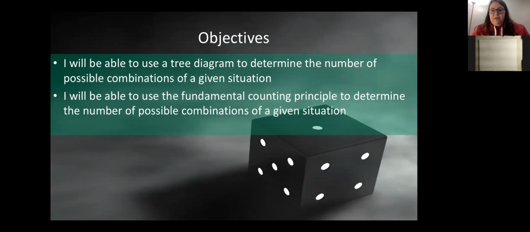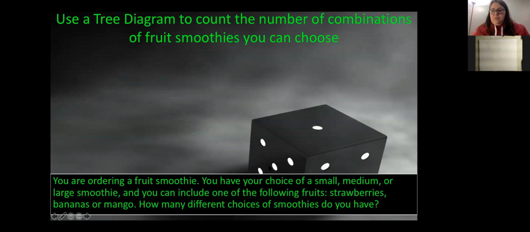So our goals today, there's two things we're going to work on: to be able to draw a tree diagram to determine the number of possible combinations of a given situation, and to be able to use something called the fundamental counting principle to determine the number of possible outcomes of a given situation. So what we're going to do first, we're going to draw a tree diagram.